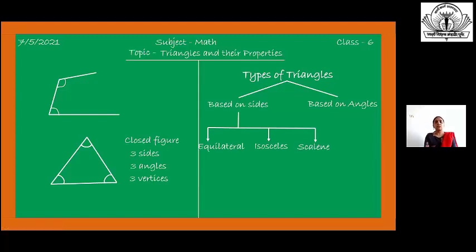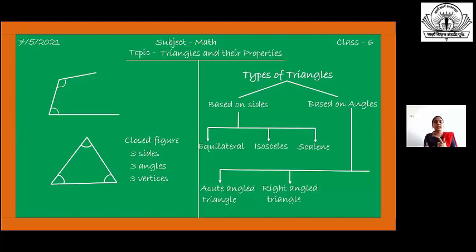Now, based on angles also, the triangles are again classified into three different types. The first one is an acute angled triangle. The second one is a right angled triangle. And the third one is an obtuse angled triangle. Now, we will see each of these types in detail.